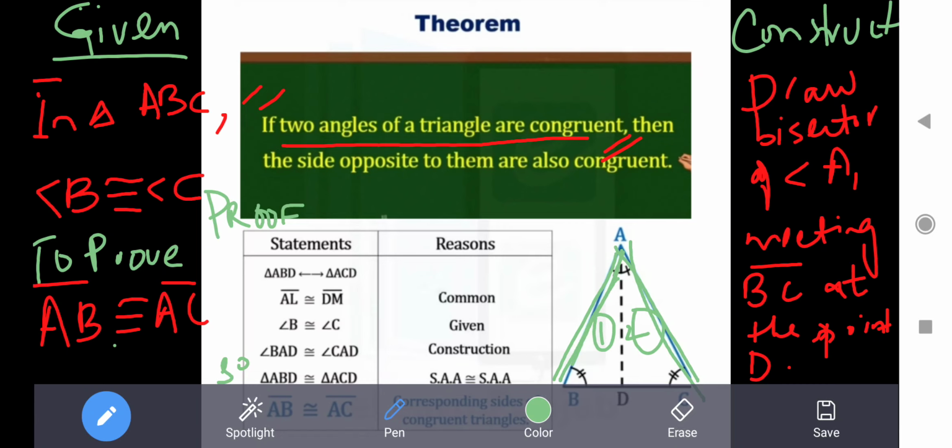I hope the statements are clear. What we need to do: given, then to prove, then the construction, then proof, and the first and the main thing is the figure. Clear? I hope there isn't any ambiguity, because this theorem is very easy as compared to the previous one.